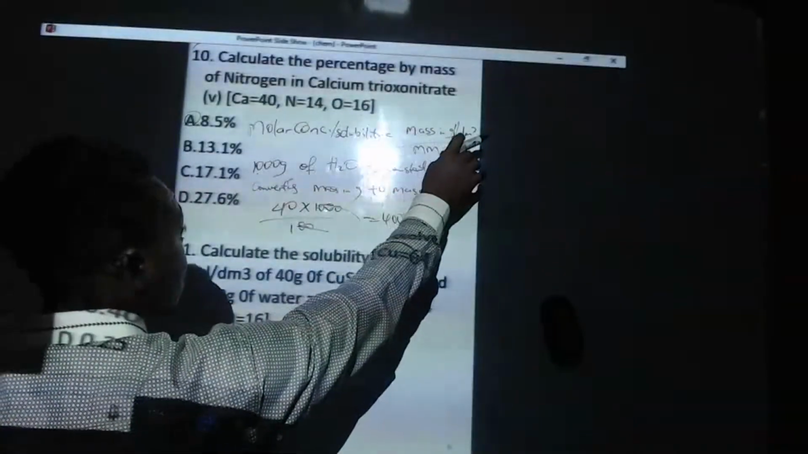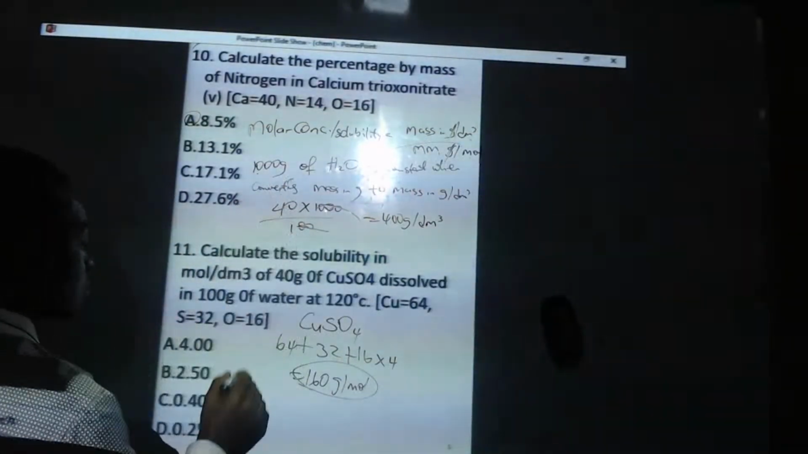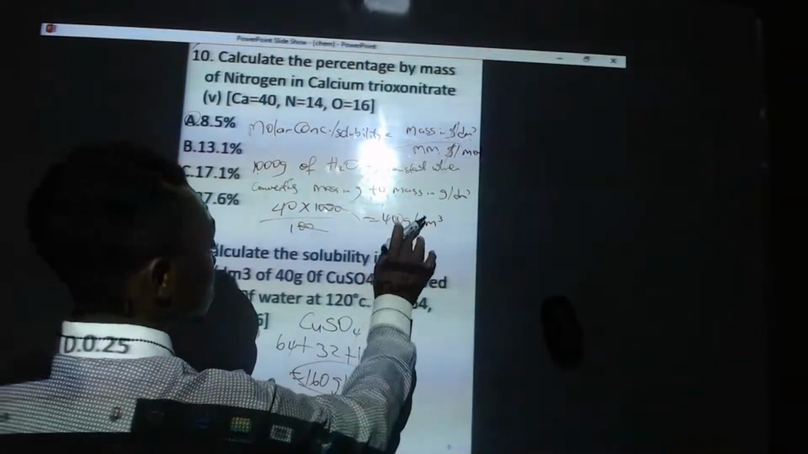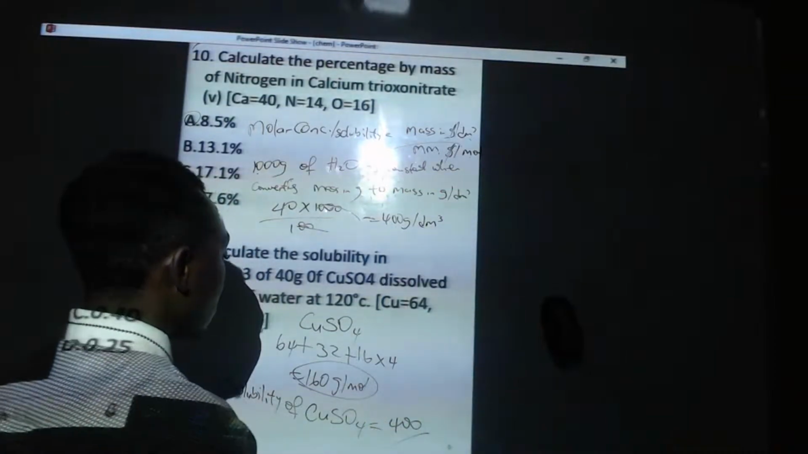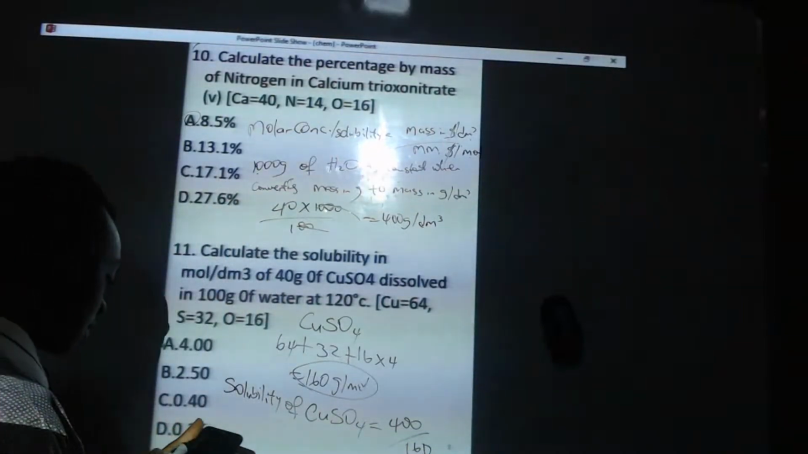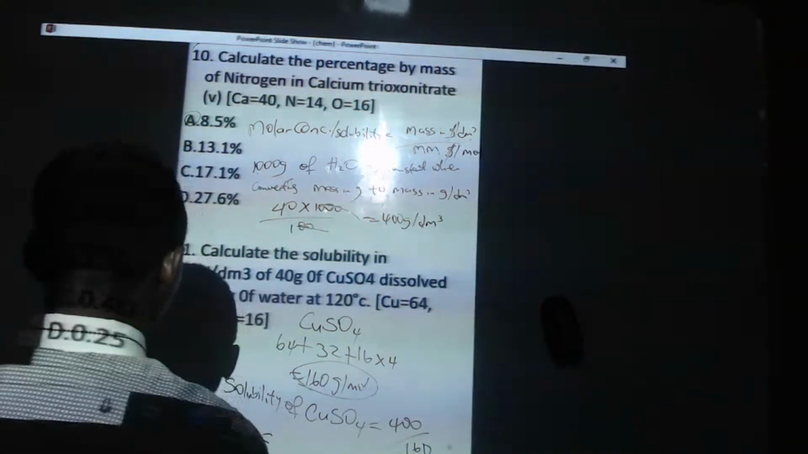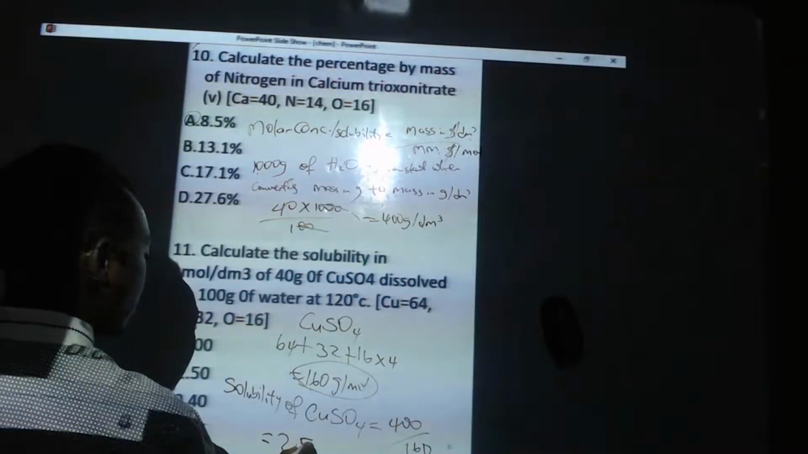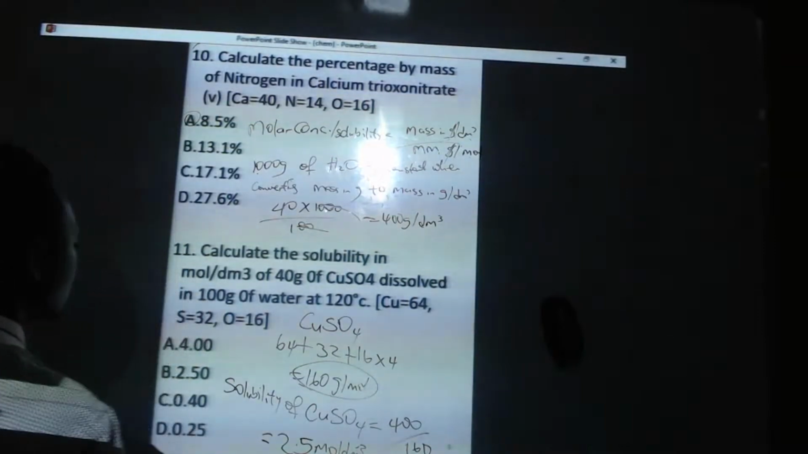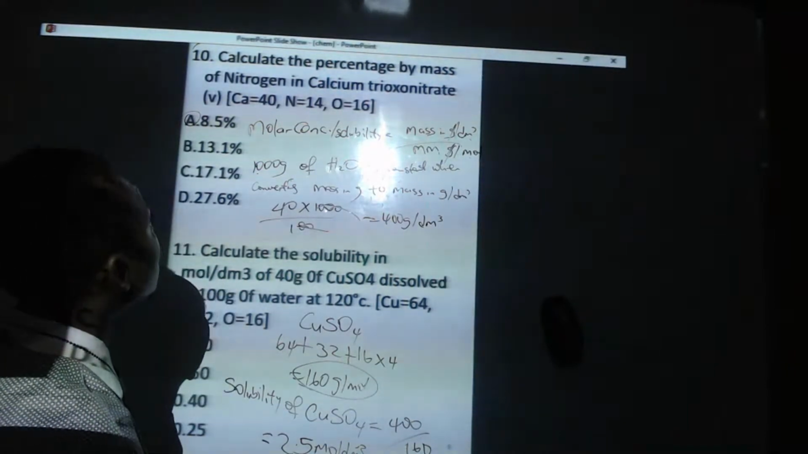Coming back to the formula, I see mass in gram per gm cube over molar mass. The grams cancel, so you're left with per gm cube. So the solubility of CuSO4 is going to be equal to 400 over the molar mass, which is 160. 400 divided by 160 gives us 2.5 mole per gm cube.